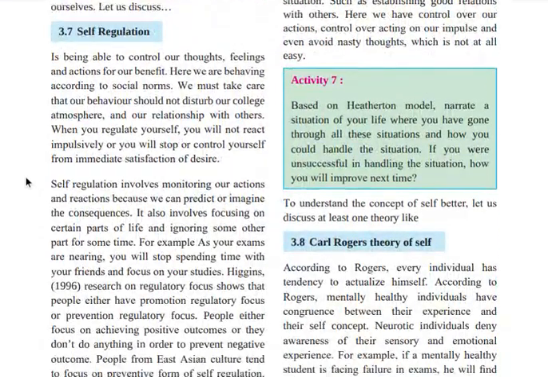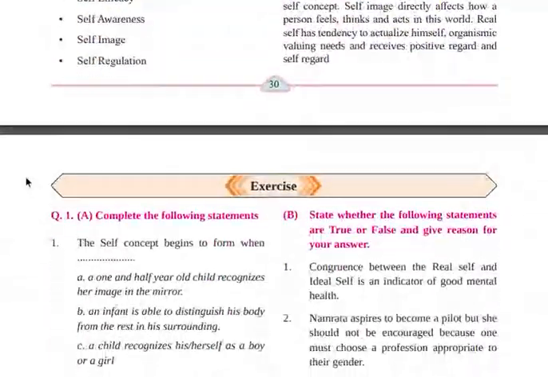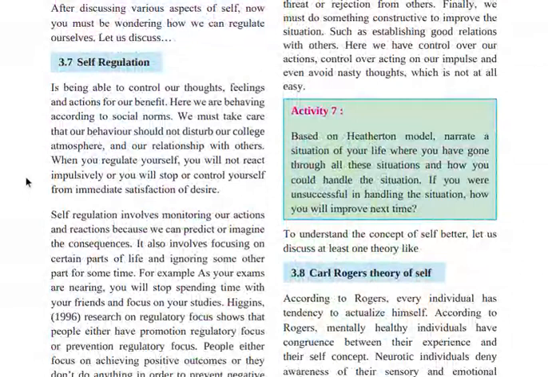Now we are going to complete self-regulation. What is self-regulation? Regulation means I am regulating myself, that I wake up in the morning, and that I will not make a mistake next time. It is being able to control our thoughts, feelings and actions for our benefit, right? The first two lines explain all about self-regulation: you are able to control your feelings, thoughts, behavior and actions for your benefit.